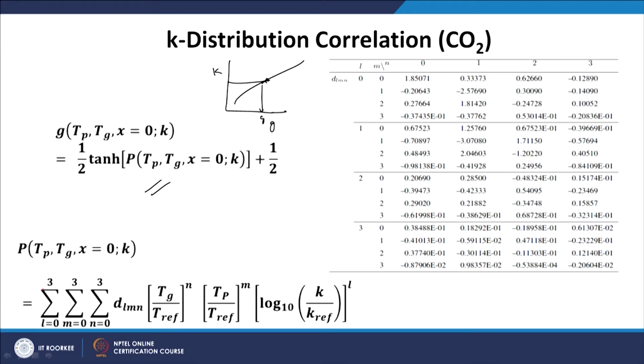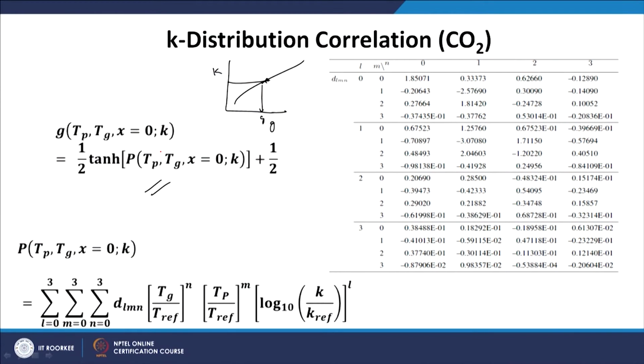So, for CO2 you can use this correlation to find out the value of k and g. The only thing you should remember is that this is available for x equal to 0. So, x equal to 0 means we have only one gas present, there is no other gas present in this. So, only for the pure gas basically we are finding this curve.